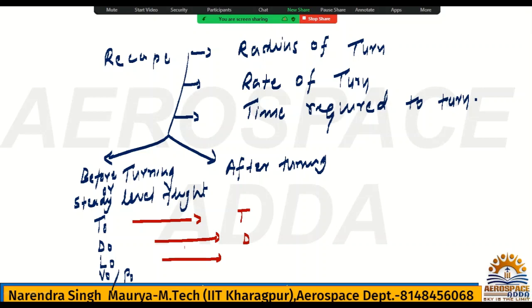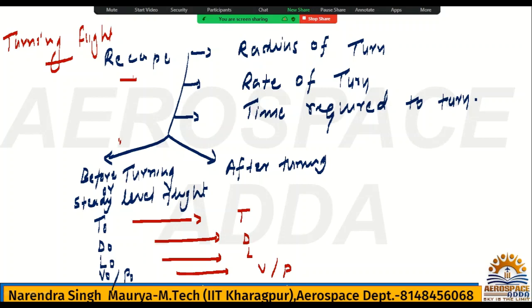Before turning means it was steady level flight. During turning, or after turning, the parameters T naught become T, D naught become D, L naught become L, velocity will be V, and power required will be P. These are the parameters of turning flight. This is the third lecture of the turning flight, so these are the things we had seen in the last class.